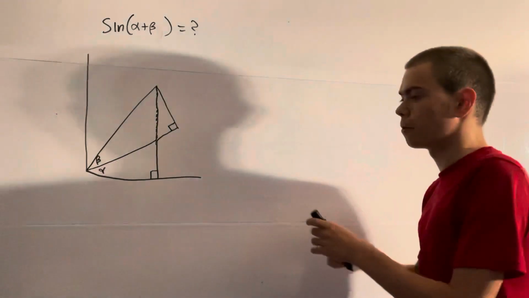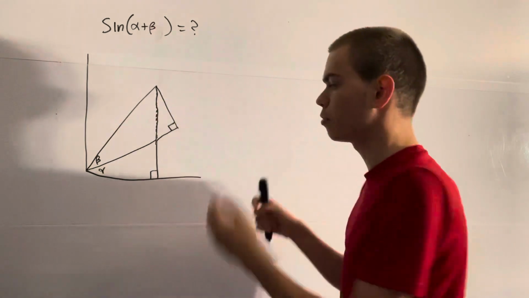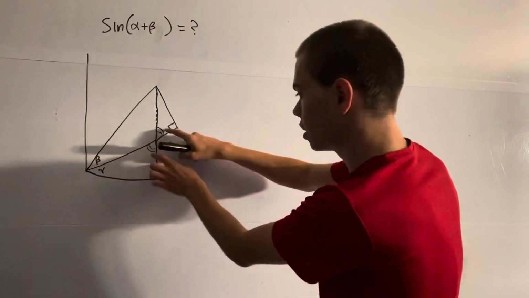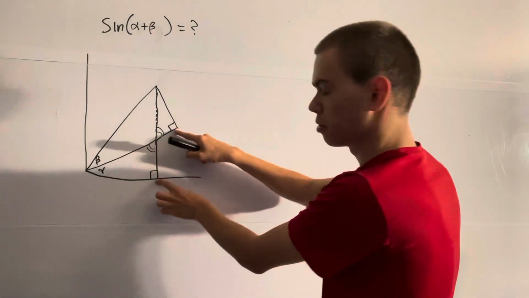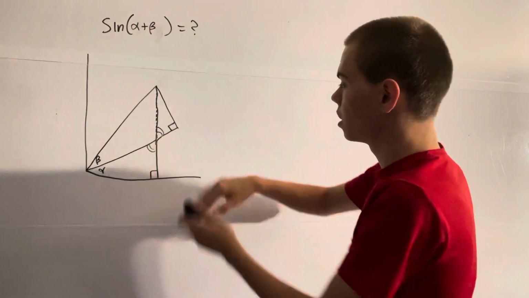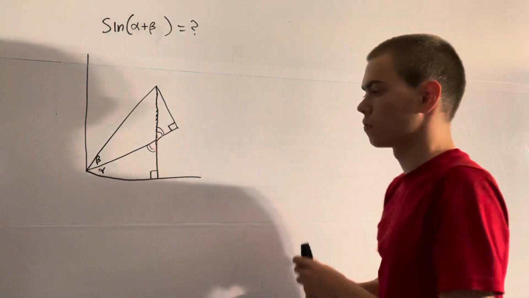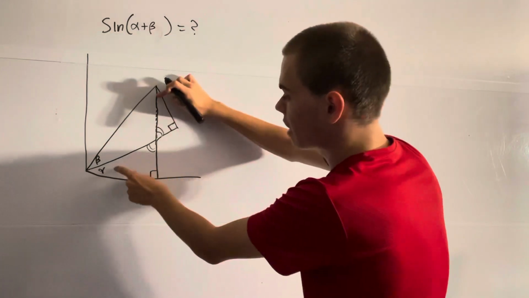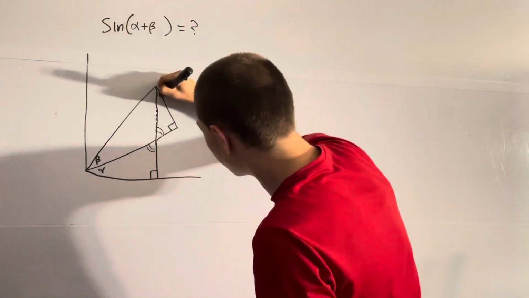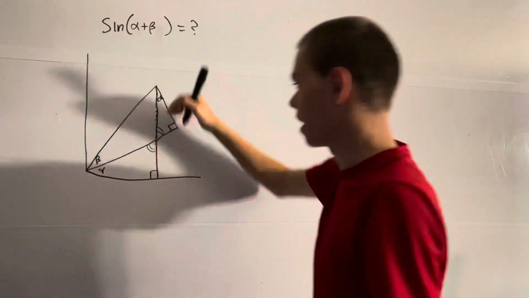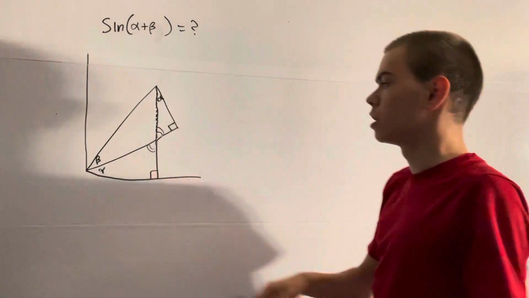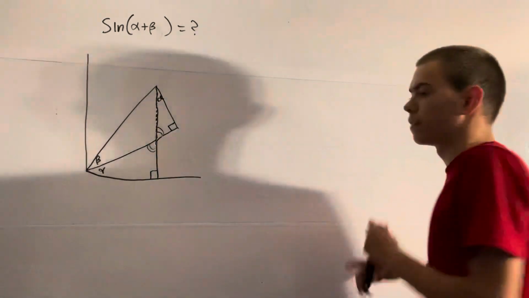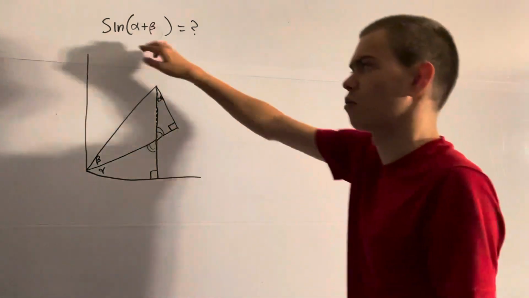Notice how this triangle and this triangle are similar to each other. We have congruent angles right here. These two angles are congruent, and these two angles are congruent because they're right angles. So this triangle has to be similar to this triangle. Since this angle is congruent, these angles are congruent, so this angle right here has to be angle alpha. So alpha and alpha. This right triangle is also associated with alpha. That's probably going to be important later when we're trying to derive sine of alpha plus beta.